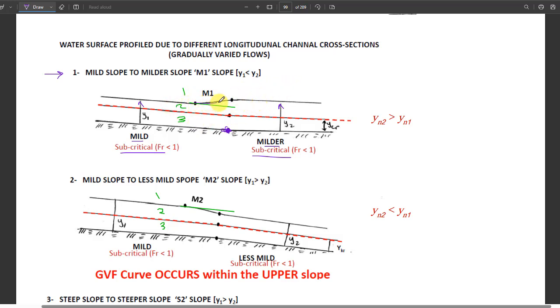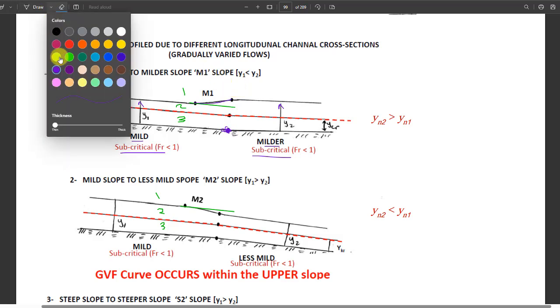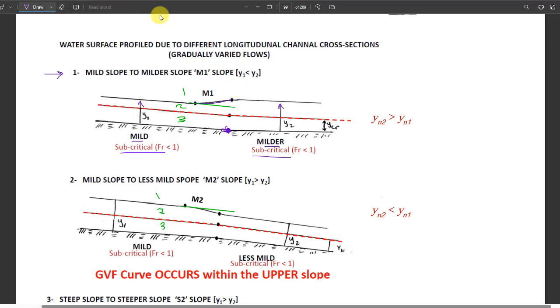Therefore, we would use what? We would use M1. How do we know that it is an M1 curve? And why do we draw it before the breaking point? Because here it says for this kind of changes, it tries to fix itself for mild sections.